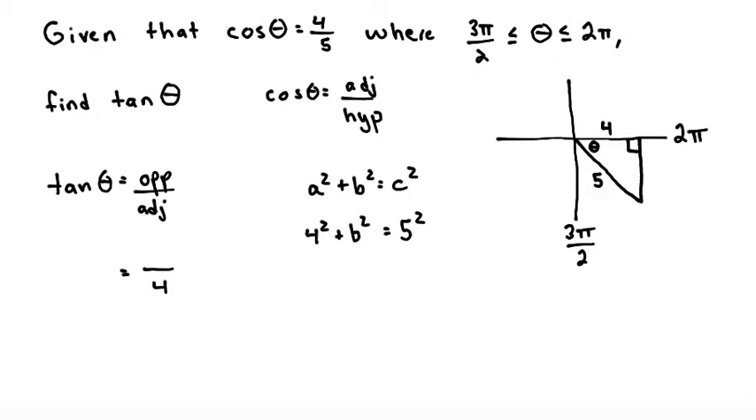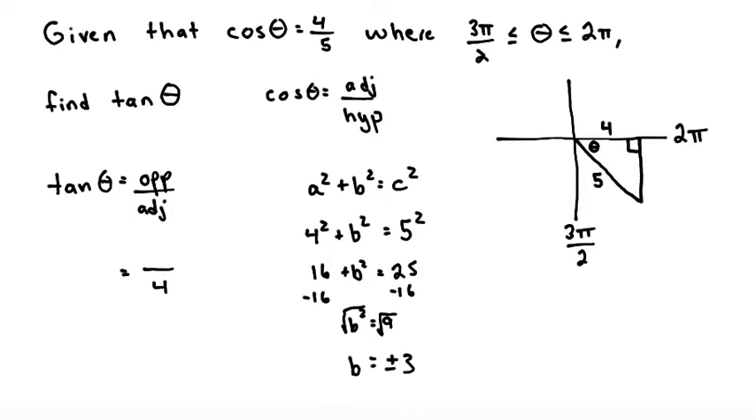So to simplify, 4 squared is 16, plus b squared is equal to 5 squared, which is 25. Subtract 16 on both sides to get b squared is equal to 9. And then take the square root of both sides to get that b is equal to plus or minus 3.